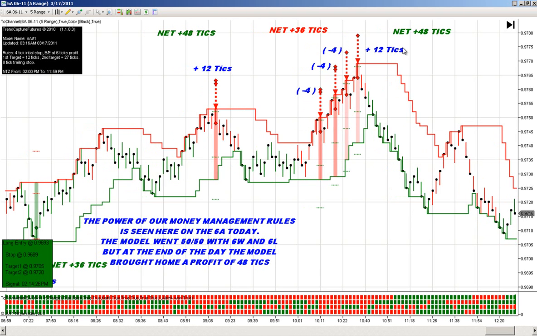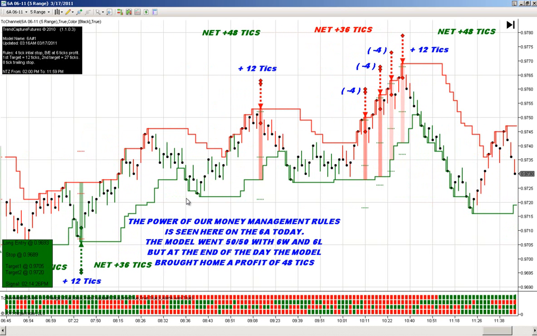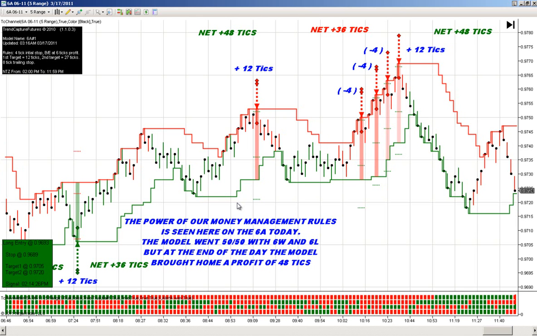and that's where we finished for the day, up 48 ticks. So what I wanted to demonstrate here, and what I wrote down here, is the power of our money management rules as seen here on the Australian dollar. That the model went 50-50 on the day, 6 wins and 6 losses, but at the end of the day, because of the money management rules, you were able to bring home a profit of 48 ticks. And like I said earlier, that's because you've got a 12 tick first profit target and only a 4 tick initial stop. So you've got 3-to-1 on the reward to risk.